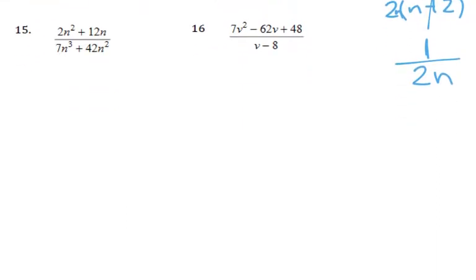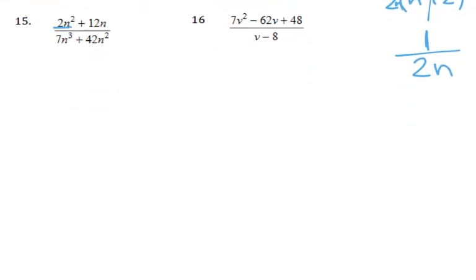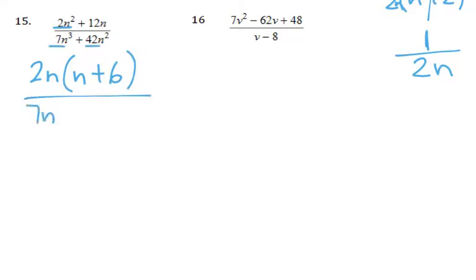On 15, we treat it the same way. I can pull out a 2n, so that would leave me with n plus 6. And then I can pull out a 7n squared, leaving me with n plus 6 again. Because of this multiplication, I can get rid of the whole n plus 6. I'm left with 2n over 7n squared.